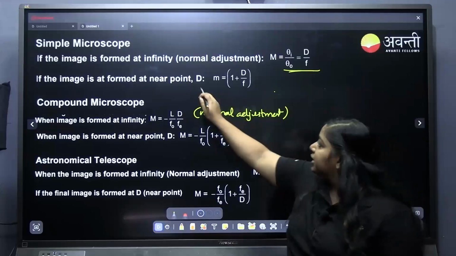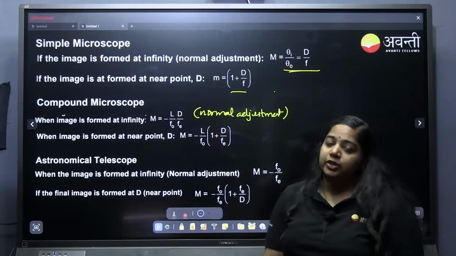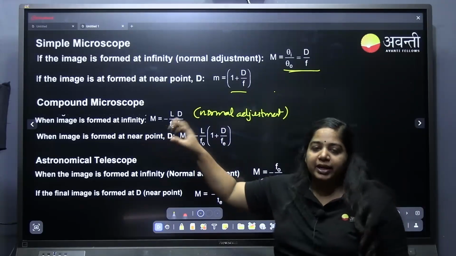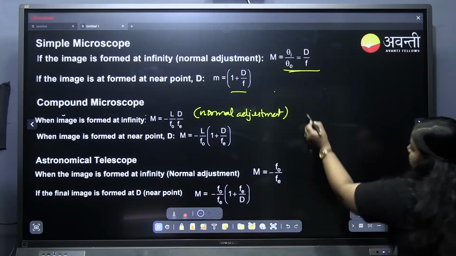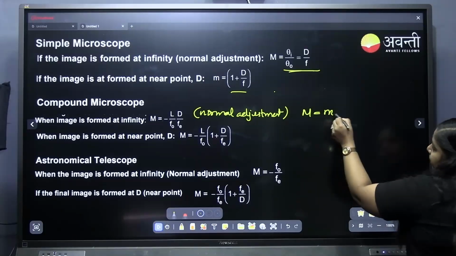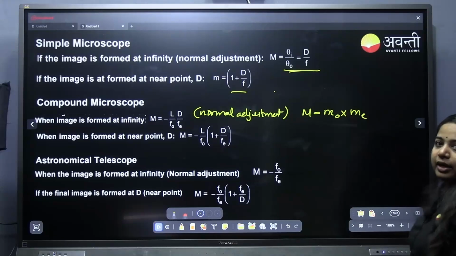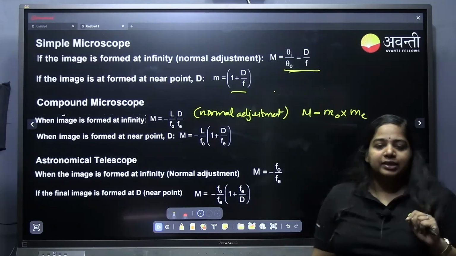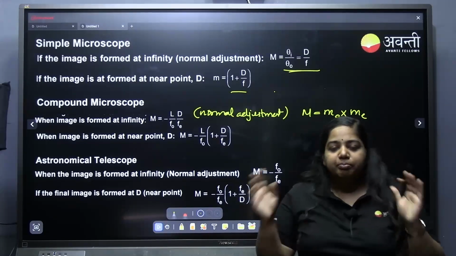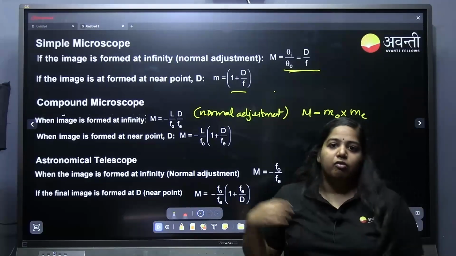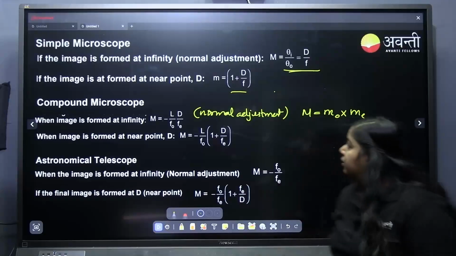For one lens, with the image formed at the near point, m is equal to 1 plus d by f. Same thing for a compound microscope, but in a compound microscope, m is equal to the magnification of the objective times the magnification of the eyepiece. Two lenses are there. In the same way, if multiple lenses are there, we multiply the magnifications together to get the final magnification.